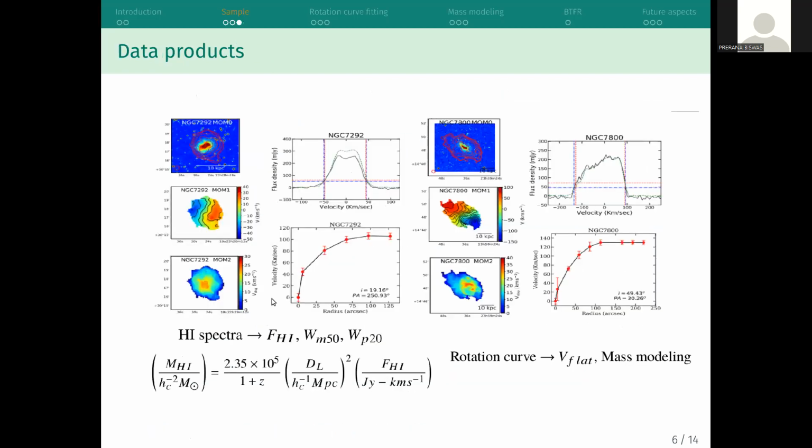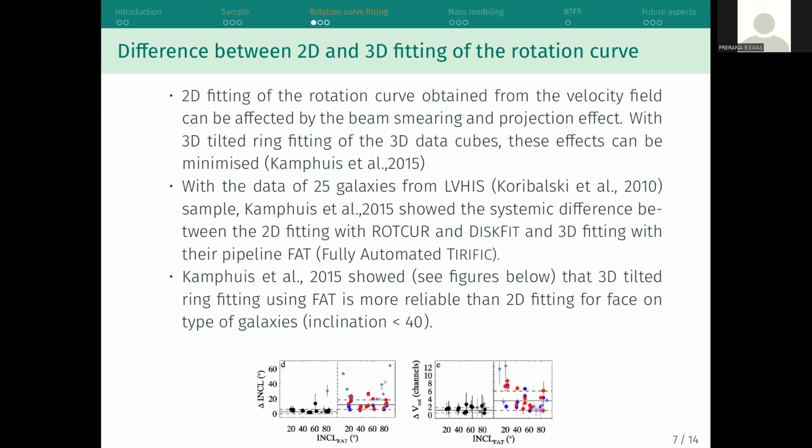Okay, so these are some data products. You can see the moment maps over here, and we get the global HI spectra integrated from the cube, and also the rotation curve from the fitting, from the 3D kinematical modeling. Now, this HI spectra gives us the line flux and the width of the spectra, and from the line flux we can compute the HI mass. And from the rotation curve, we get this value V_flat, and we will also be using this rotation curve for the mass modeling. All right. Now, as I mentioned earlier, that Lelli et al.